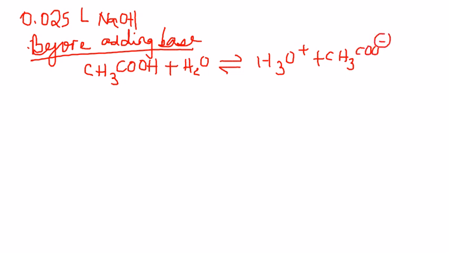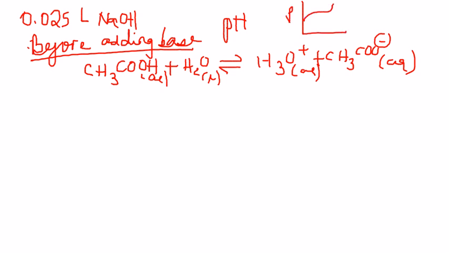Now, this is aqueous, this is liquid, this is aqueous, this is aqueous as well. Now, you can determine the pH of the solution, because realize in the case of a pH metric curve, on the y-axis we have the pH, and on the x-axis we have the volume of sodium hydroxide that is being added. So we really are looking at this point where no sodium hydroxide has been added.